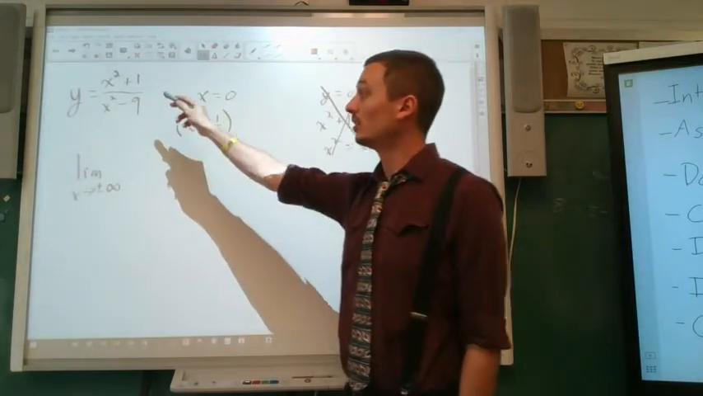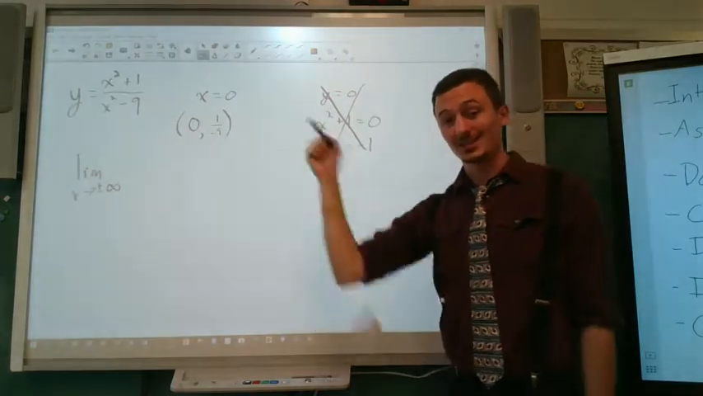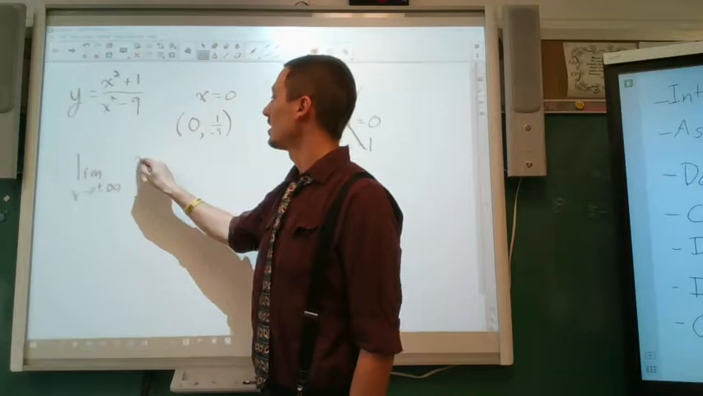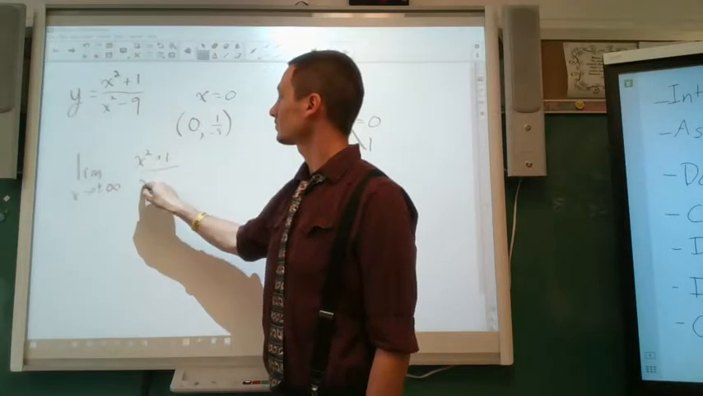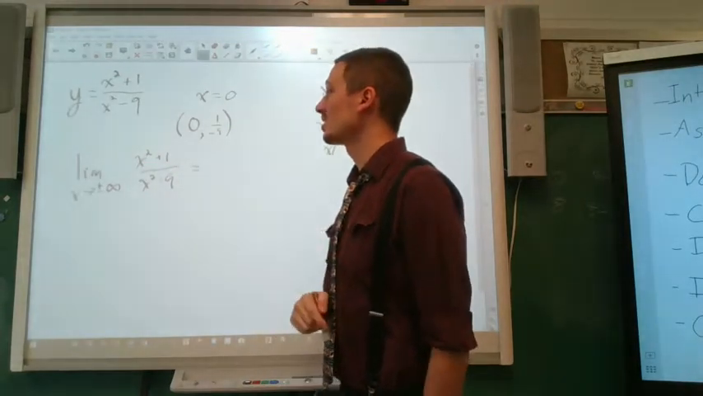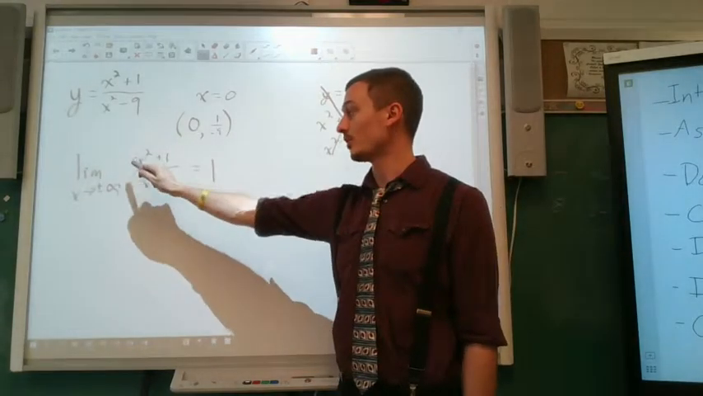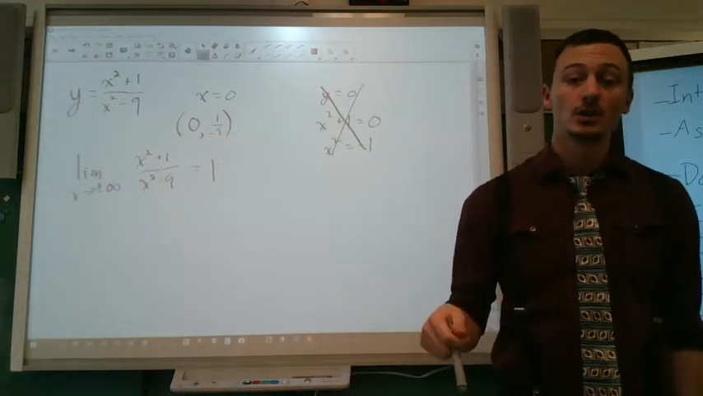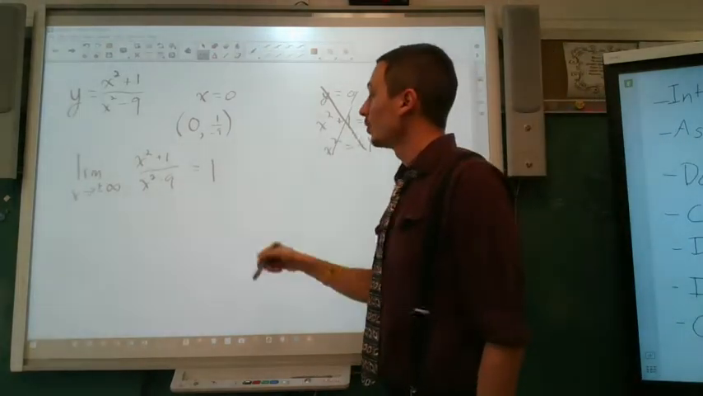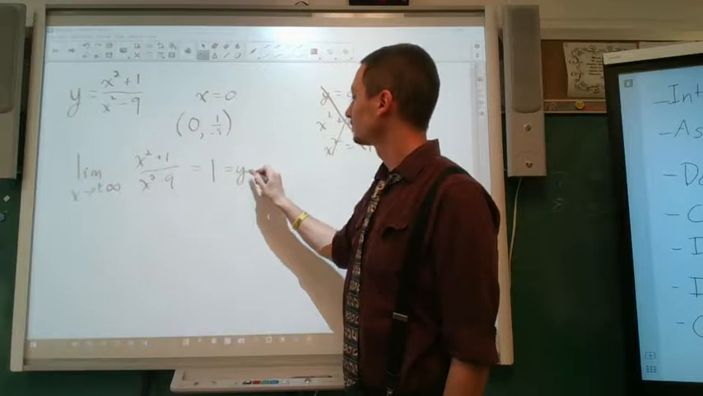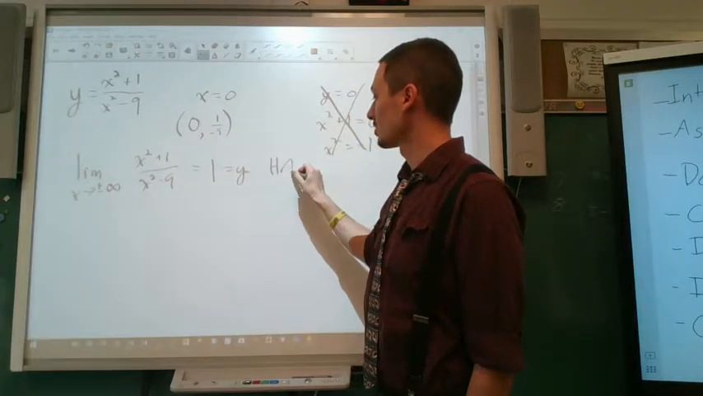And recall that if the degree of the numerator is the same as the degree of the denominator, it's the ratio of the coefficients. So this is going to be 1 over 1, which is 1, because that has a coefficient of 1, and that has a coefficient of 1. So our horizontal asymptote would be when y equals 1. So that's our horizontal asymptote.